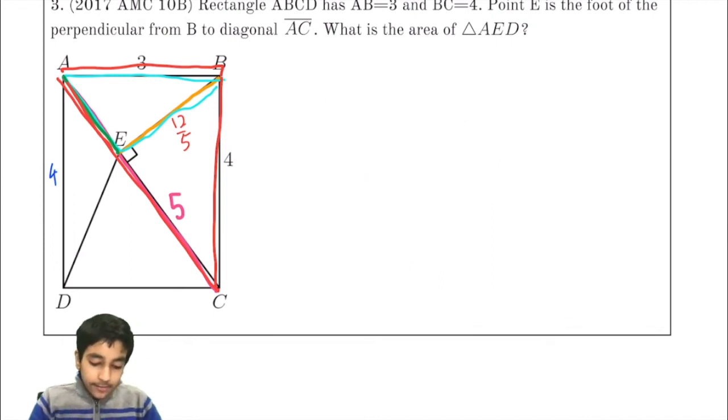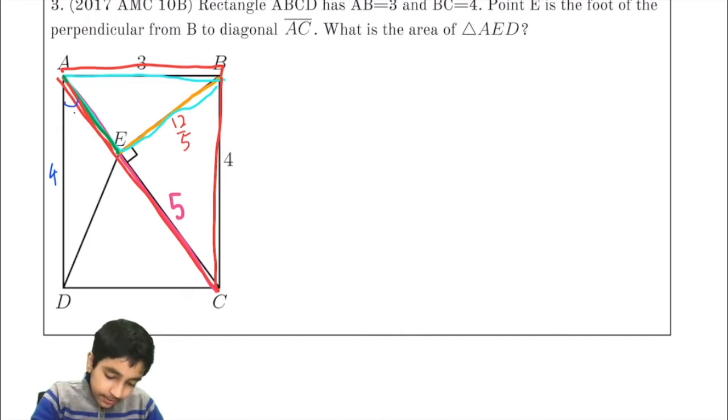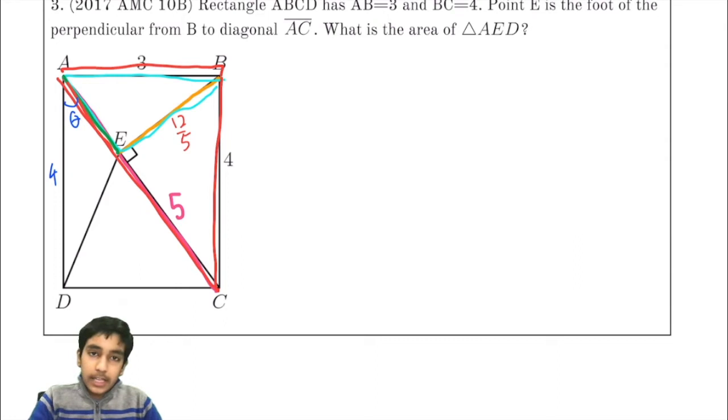In order to calculate the area of AED, first we need to find the sine of this angle theta here. Only if we know the sine of angle DAE can we find the area. Okay, so what is sine theta? Well, remember, sine is opposite divided by hypotenuse. So sine theta will be equal to 3 over AC, so 3/5.